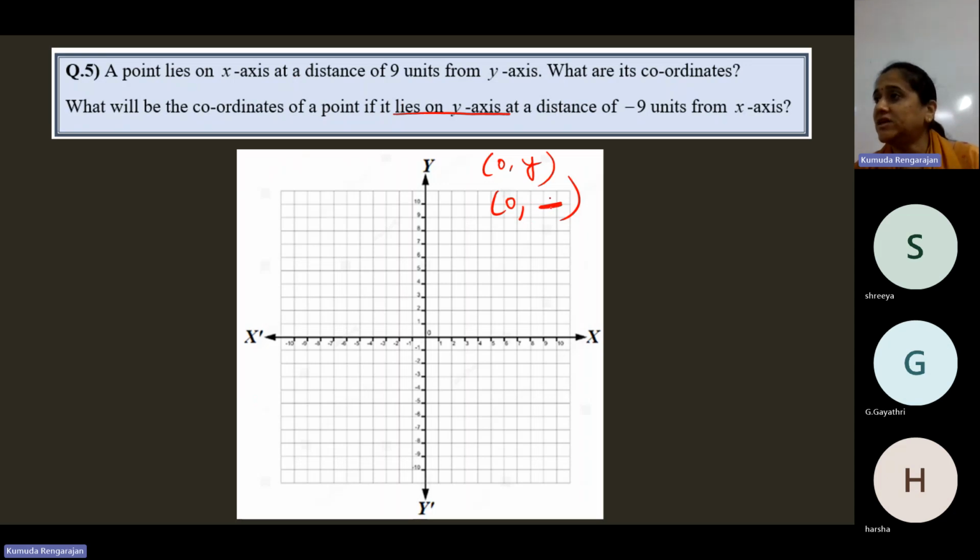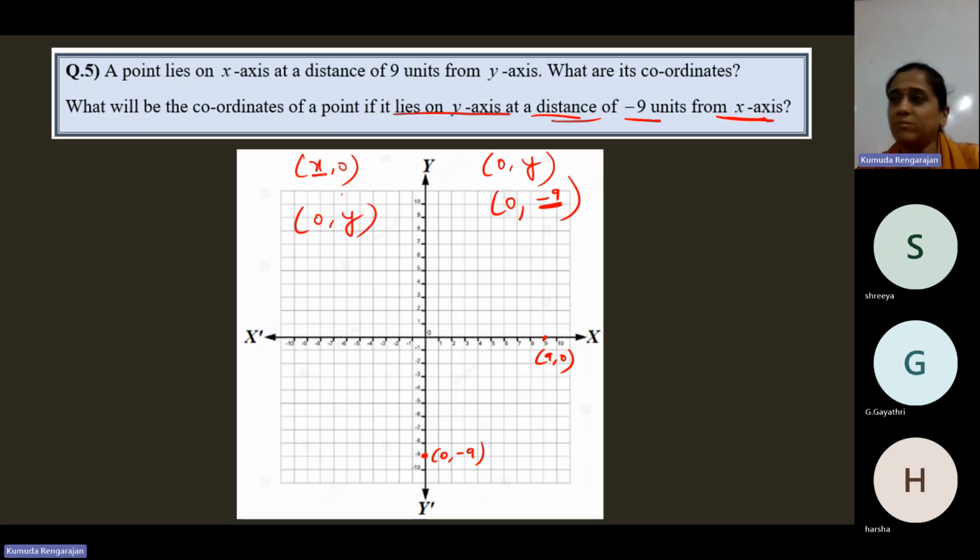What is this? This is the distance of the point from the x-axis. From the x-axis, what's the distance? Minus 9 units. So 0 comma minus 9. They're talking about this point, 0 comma minus 9. The first was this point, 9 comma 0. In general, how does a point on the x-axis look? x comma 0. A point on the y-axis, 0 comma y, right?